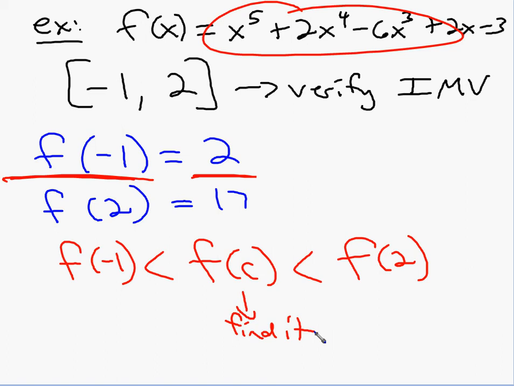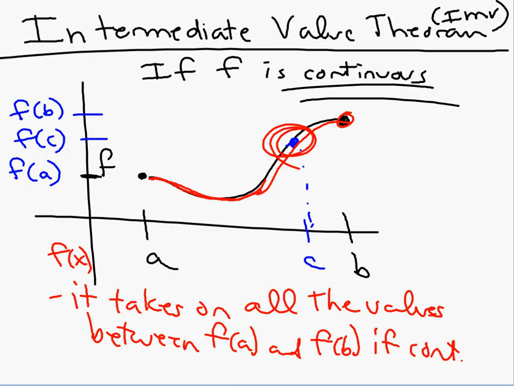And probably the best thing I can tell you is to consider it numerically, consider it graphically. We're probably not going to consider this one analytically, are we? Because it's a big, long, ugly polynomial. So once again, the intermediate value theorem says it takes on all the values between f of a and f of b, if it is continuous. All right? And we will stop there for today.